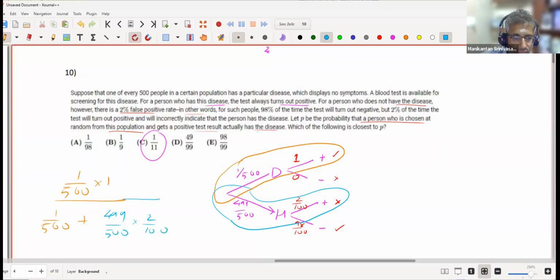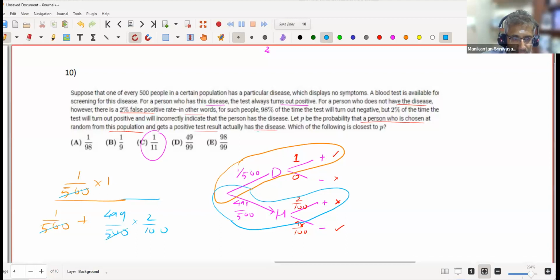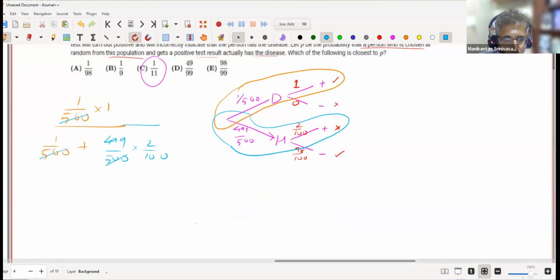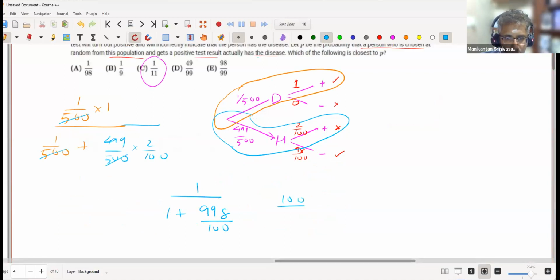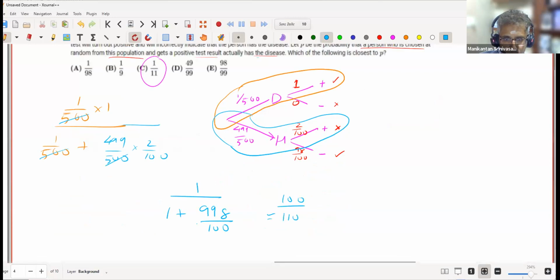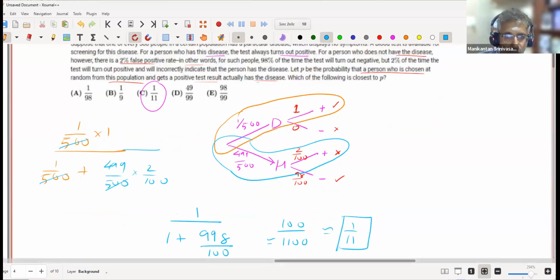Okay, so the 500 can get cancelled everywhere. So effectively, it's 1 upon 1 plus 998 by 100. And how much is 998 by 100? Right. So which is 1 upon approximately 11, right? Which is why it is approximately 1/11. Okay, no other answers are even close. So we can safely mark 1/11. So fairly simple direct application of Bayes' theorem.